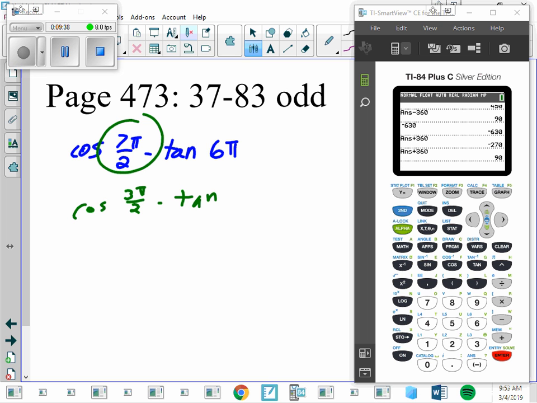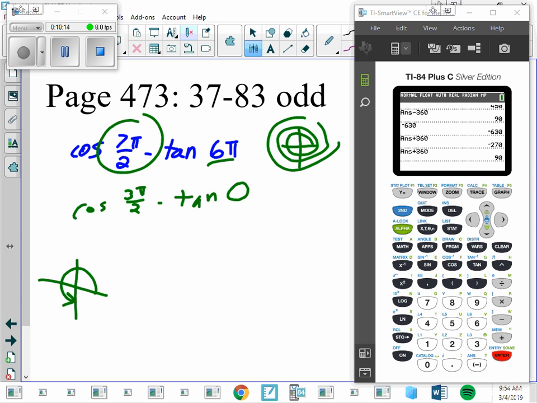What angle on the unit circle is equal to 6 pi? Where is 6 pi? It's 0 radians. Right? We have the unit circle, 2, 4, 6. That would be it. So what we're really finding is the cosine of 3 pi over 2 minus the tangent of 0. Okay. Well, on the unit circle, this is 3 pi over 2, which is 0 comma negative 1. And then tangent is 1 comma 0.